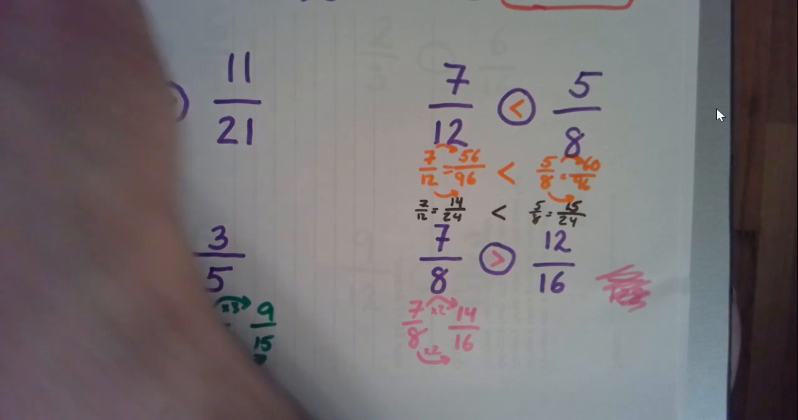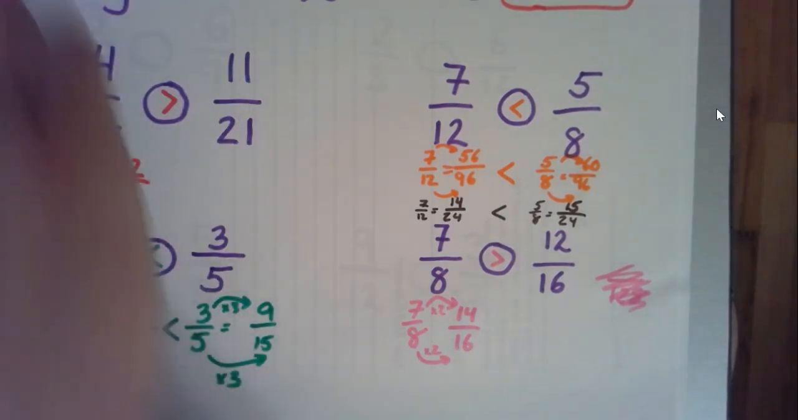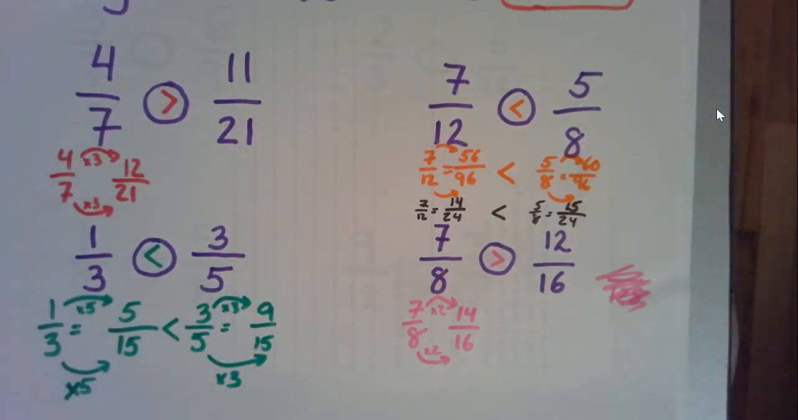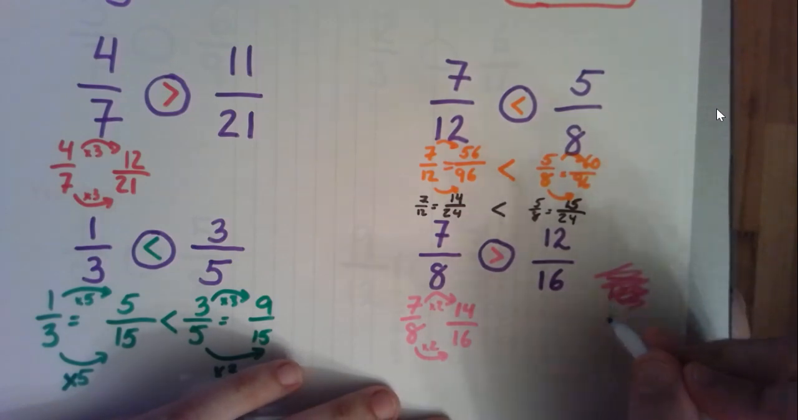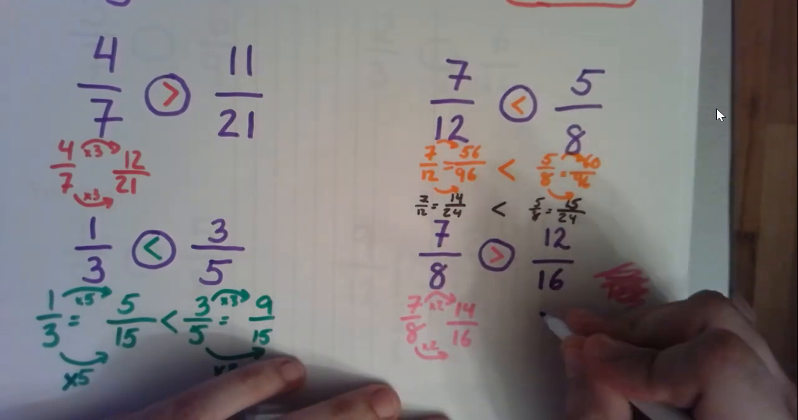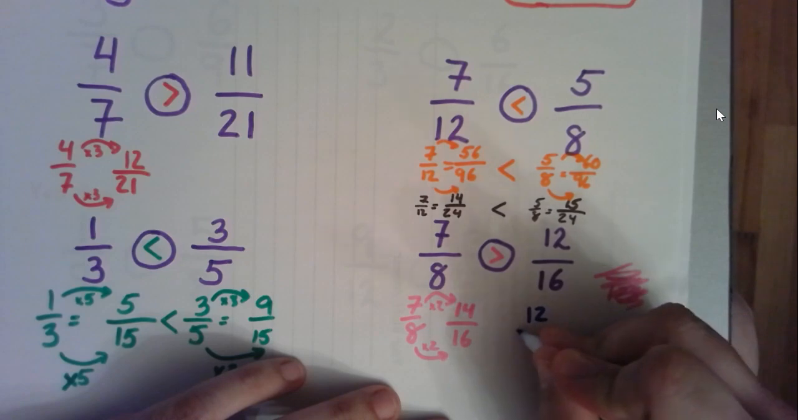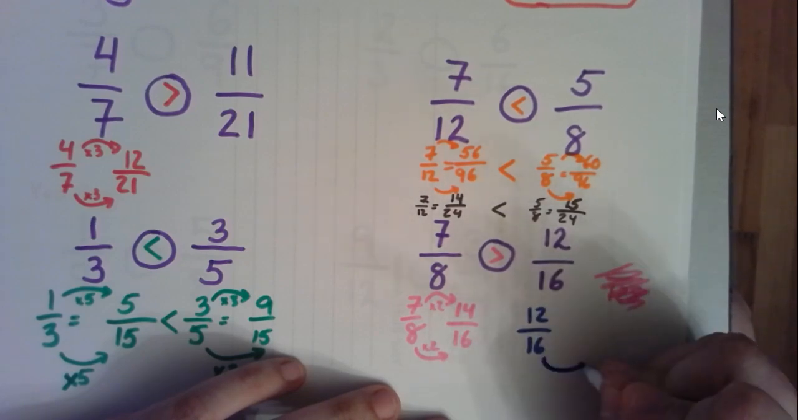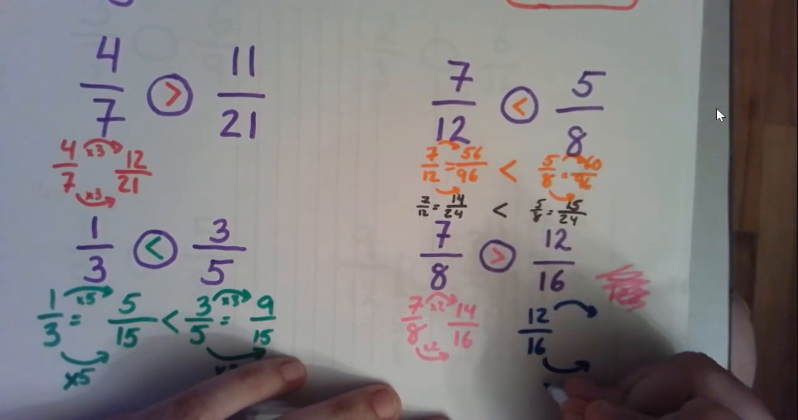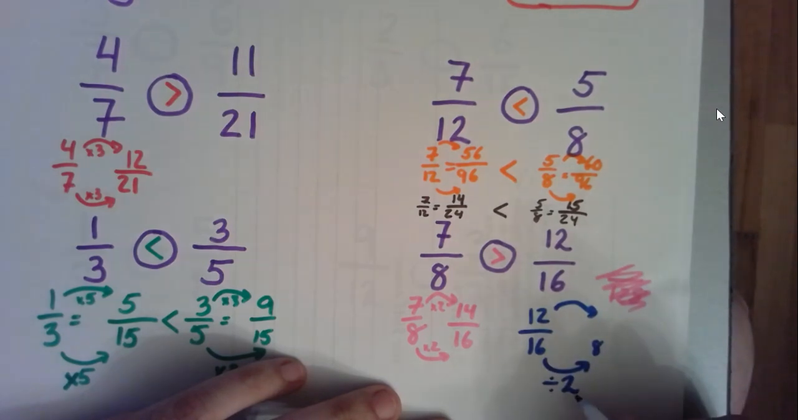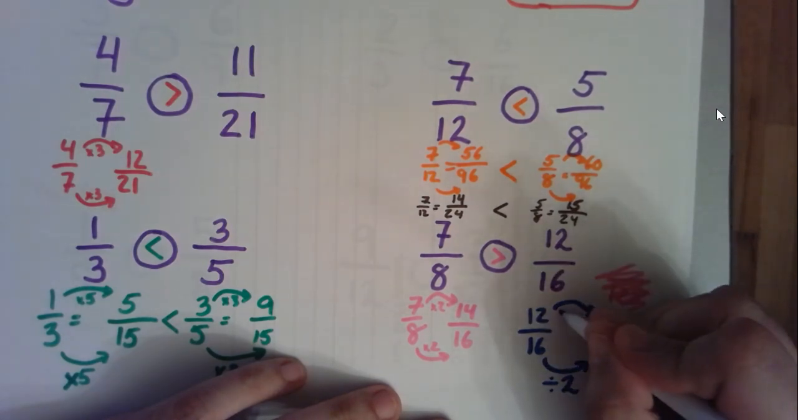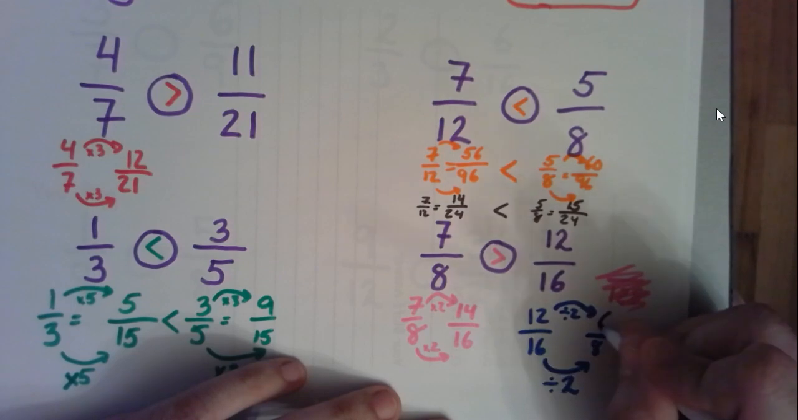But there's something else that I could do. Don't forget about the wonderful world of division. You can use division to solve this problem as well. I could take, for example, 12/16, and I could actually simplify that a little bit. Instead of multiplying, I could use division. I could do 16 divided by 2, that's 8. What I do to the bottom, I've got to do to the top. 12 divided by 2 is 6.